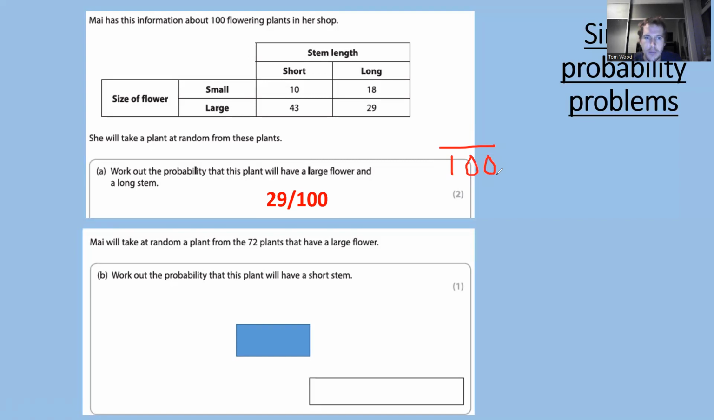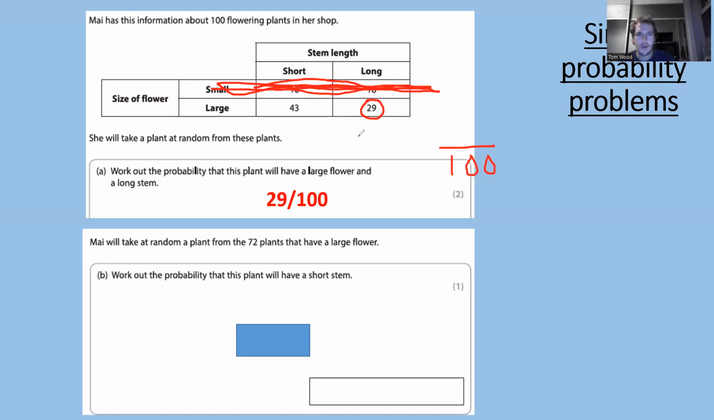Okay, what is the probability that the plant will have a large flower? Well, I can stop there and already cut these out. Neither of these are large flowers. If it was just we'll have a large flower, then it'd be the total of these. In this case, it's what is the probability it will have a large flower and a long stem. These 29 here are the only ones that fit that category.